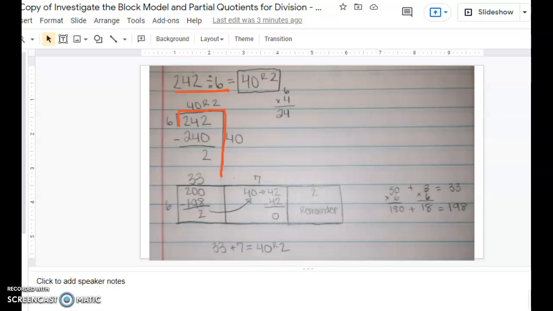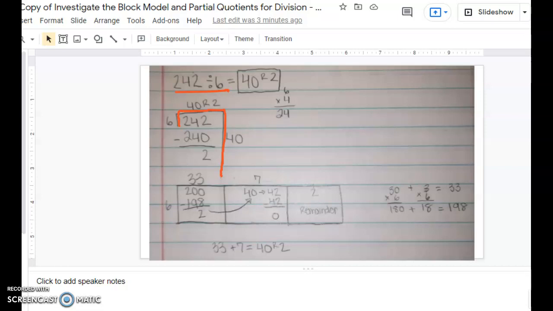Here is the block model. So I have the 240 and 2. Six goes into 200. Here I showed my work for that. So I knew 3 times 6 is 18. So then 30 times 6 is 180. And then I was like, well, that's about 20 till 200. So then 3 times 6 is 18, and those added together give us 198. So I took that difference, and that difference is 2.